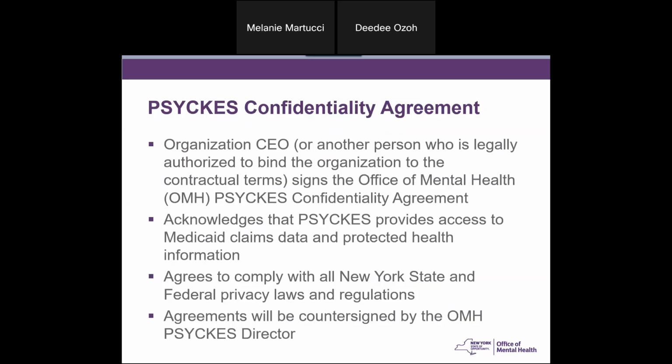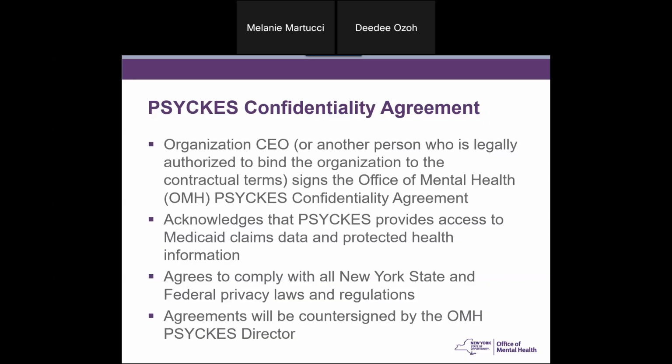So for the PSYCKES confidentiality agreement, again, the organization's CEO or executive director will sign the agreement. If you do have someone other than the CEO or executive director that will be signing the confidentiality agreement, that person must have legal authority to do so. If we do receive a confidentiality agreement that is signed by someone other than the organization's CEO or executive director, then we'll just request to verify that the individual who signed does have that authority.